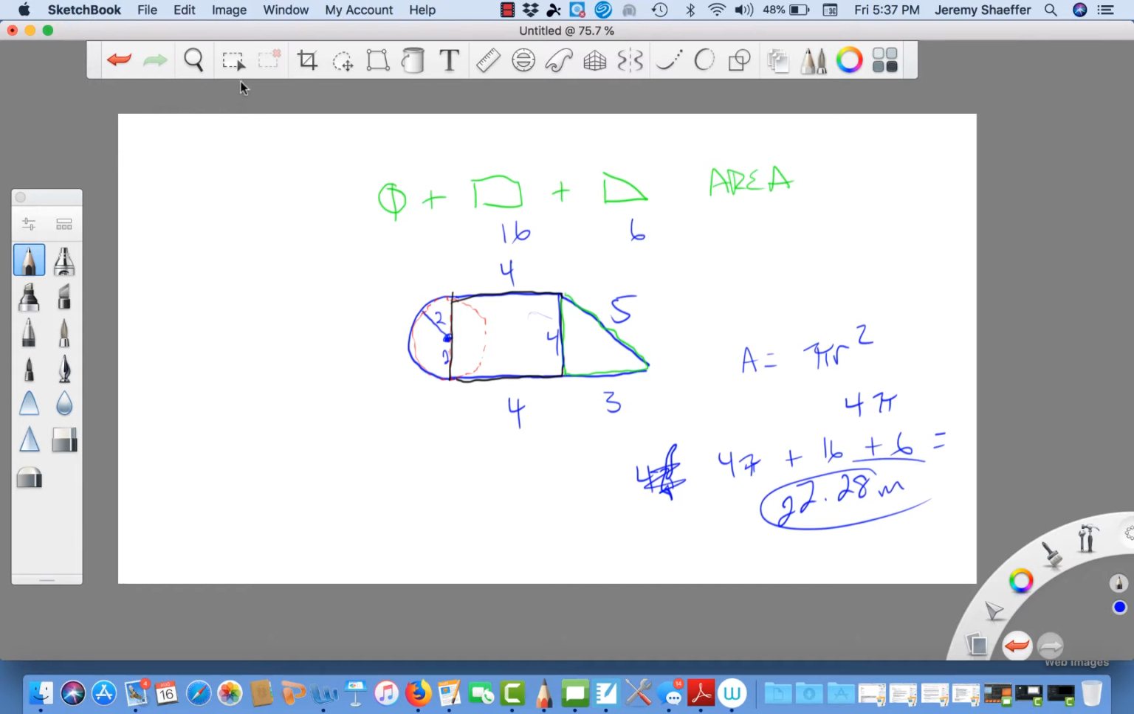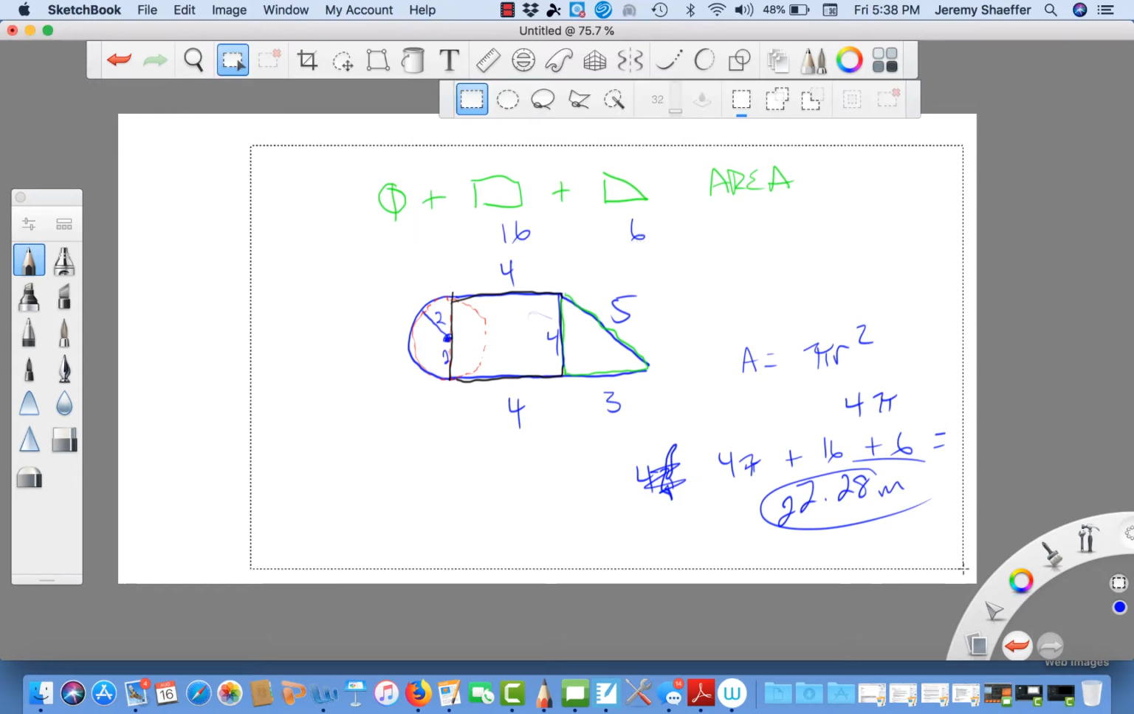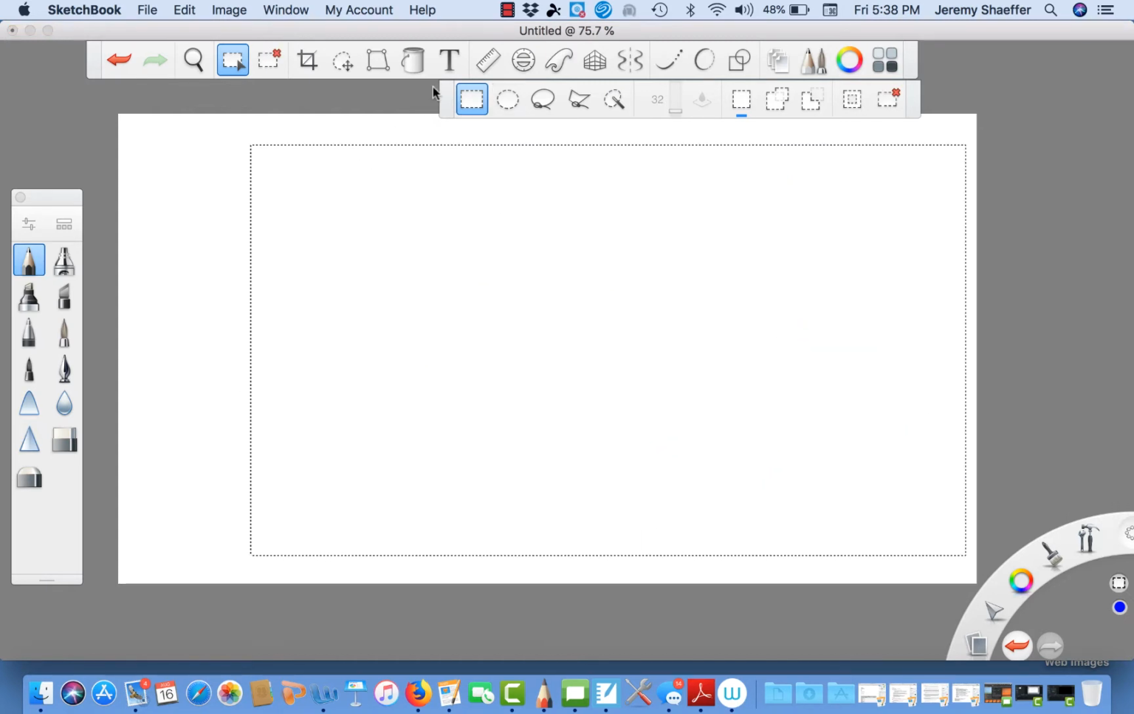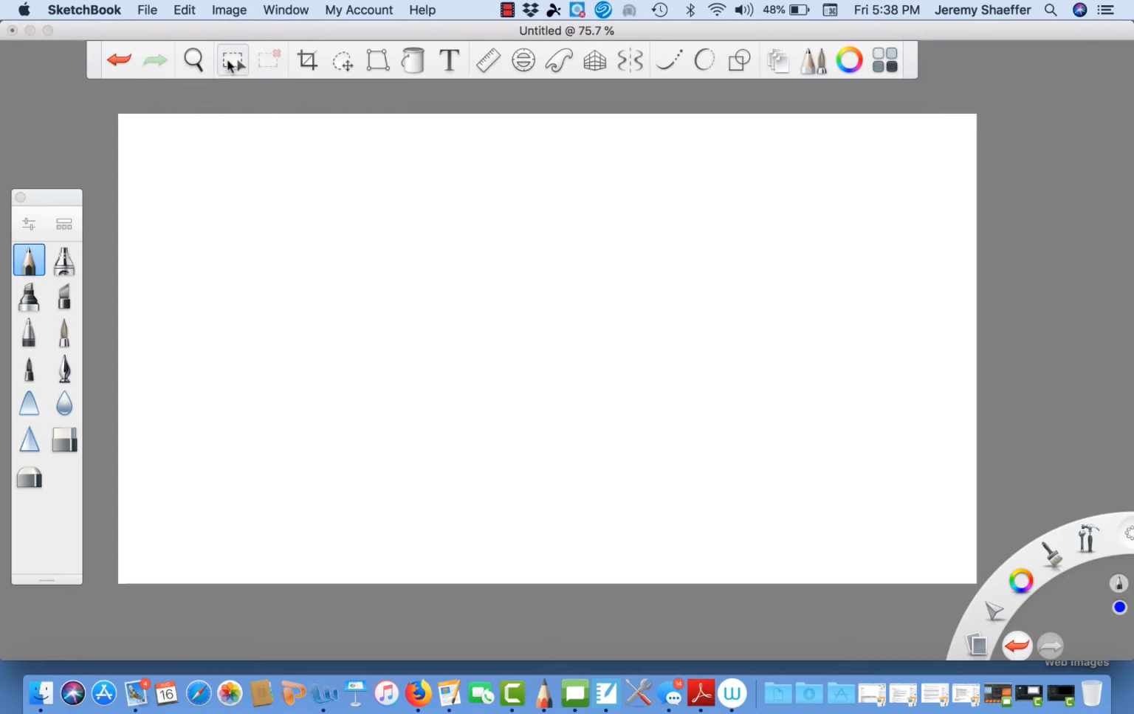All right, so pretty simple. Don't get all bent out of shape, no pun intended, when you're dealing with these kind of irregular shapes, because they work. All right, next up, volume.